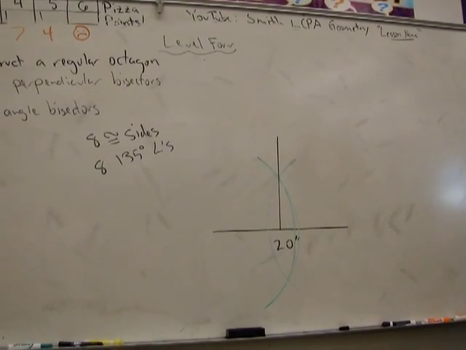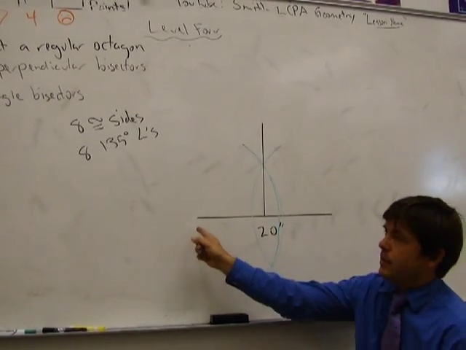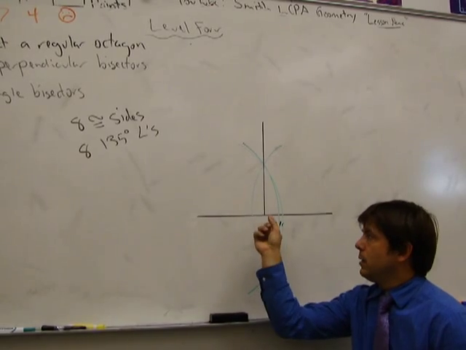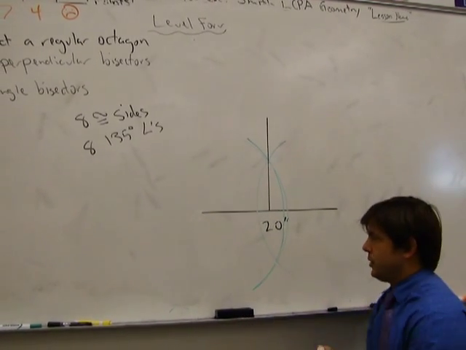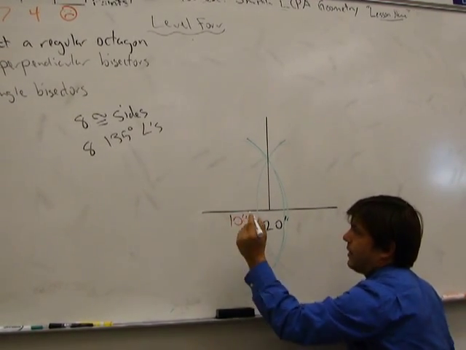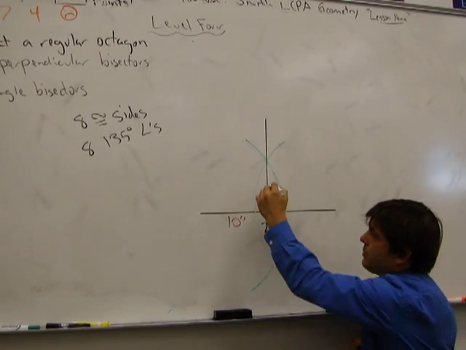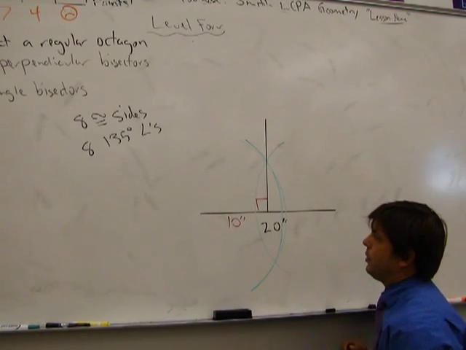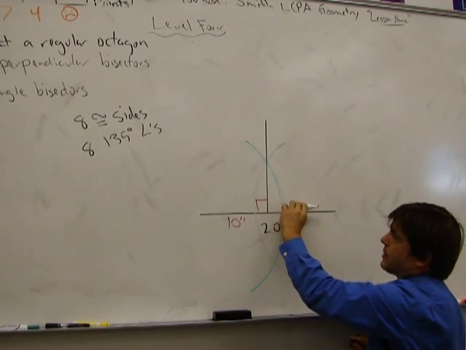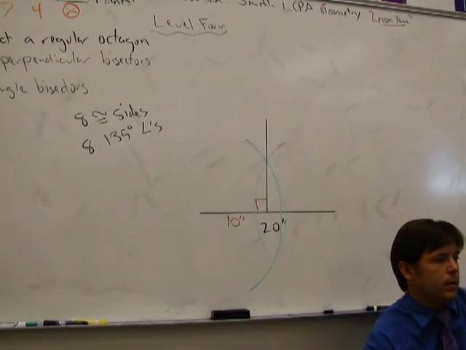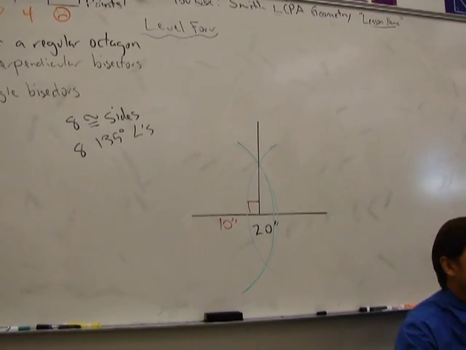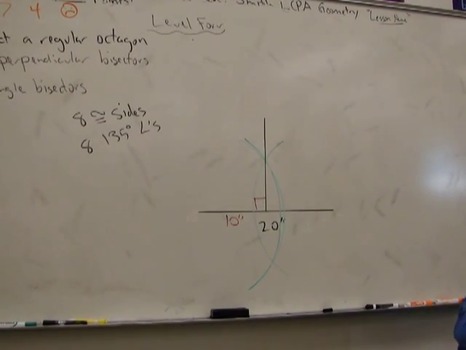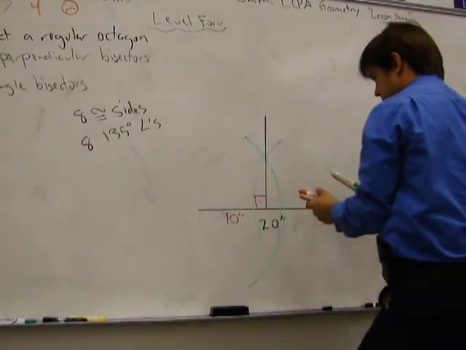Now, my first question is, how long is this distance? 10 inches, good, because it's half of that. It's a bisector, right? Now, what's the measure of this angle here? 90. Okay, good. Now, if I want to bisect this angle, I'm going to be cutting it into what? 45 and 45. Does that make sense? Yeah. So what I'm going to do right now is an angle bisector.